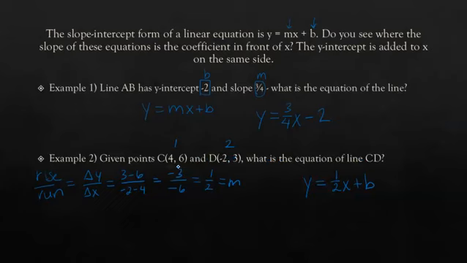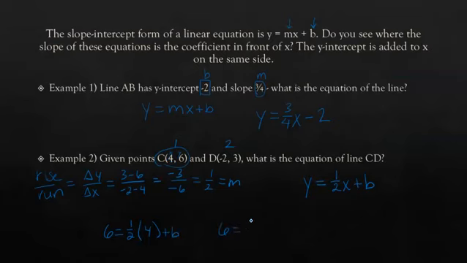I'm going to go ahead and choose to use those positive numbers, so 4 and 6, for the x and the y. And I'm going to put them right into this equation. So my y is going to be 6, 1/2 times x. x is going to be 4, plus b. Now I have an equation with only one variable, and I can solve this.